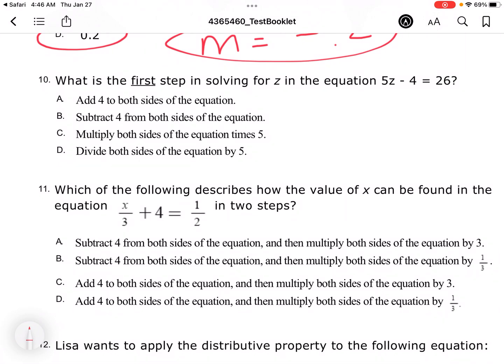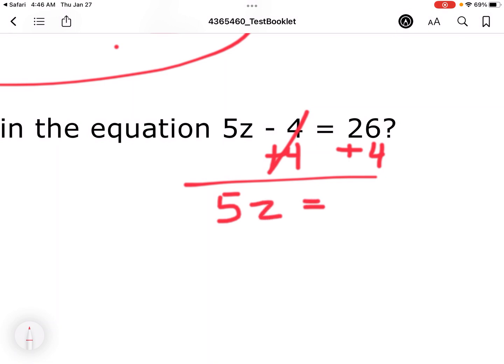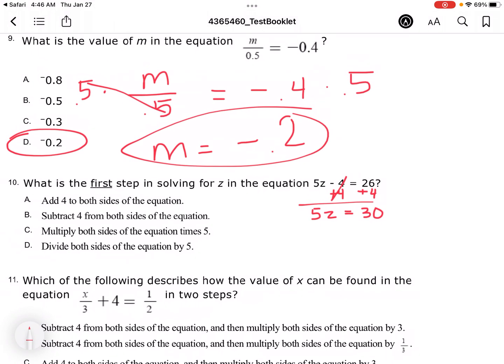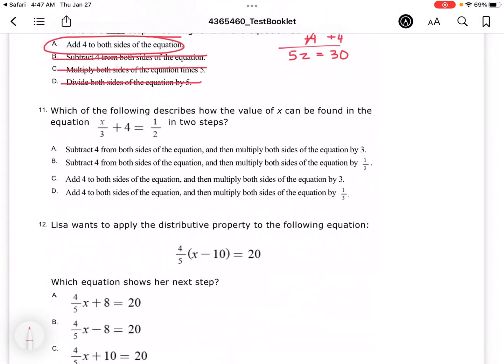What is the first step for solving for z in the equation? Okay, first step. So my first step is going to be to add 4, because I want to get rid of that constant. And I'm going to do it to both sides of my equation. So let's take a look. So I didn't subtract 4, multiply, or divide. I added 4 to both sides.